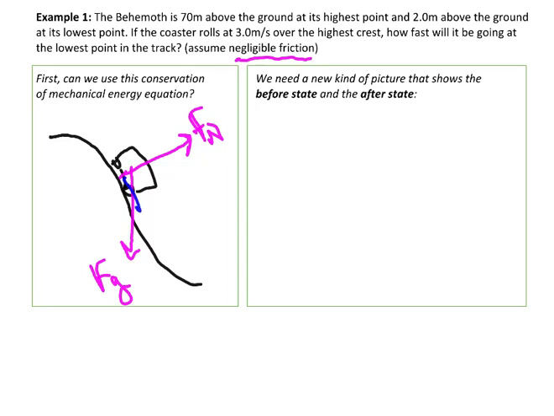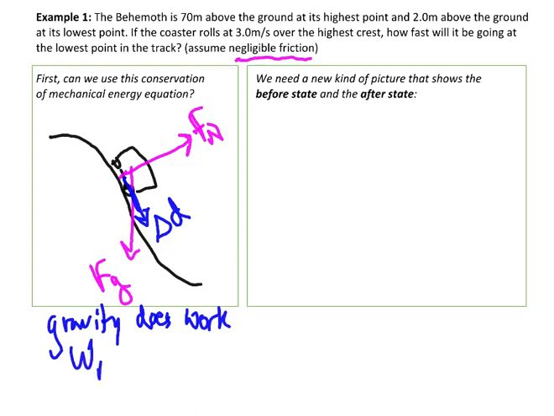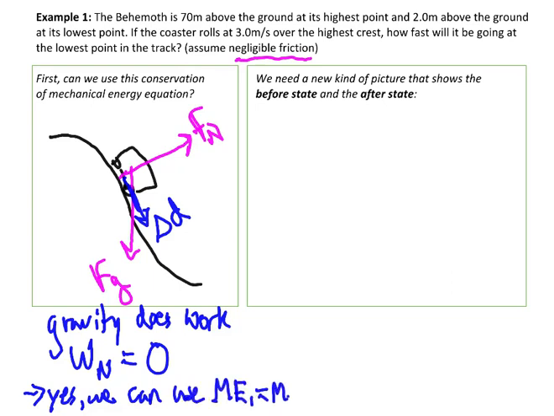And then we know the displacement. At this moment in time, the displacement would just be parallel to the track, so that's delta d here. What this picture tells you is that gravity is clearly doing work. So there's some sort of a W_g here, but the work done by the normal force must be zero because the normal force is 90 degrees to the displacement. So that means that yes, we can use the conservation of mechanical energy equation, so that ME1 equals ME2.